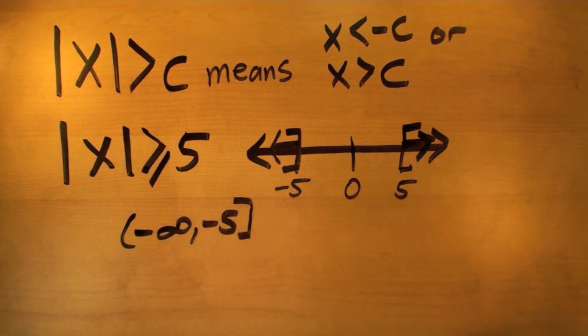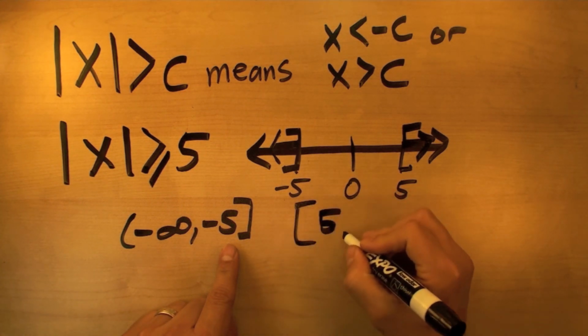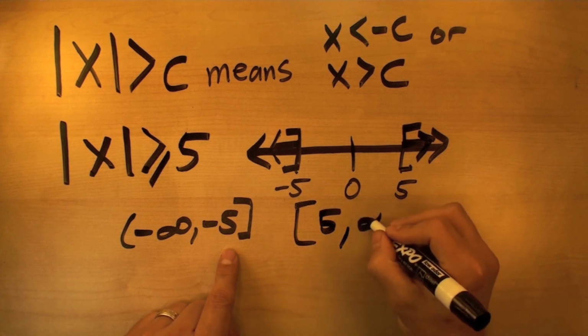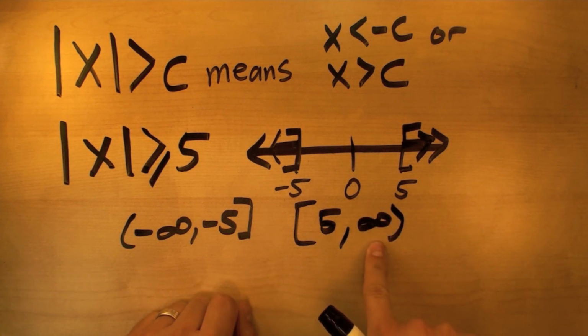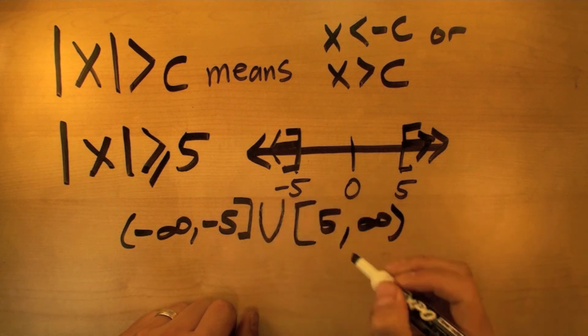The negative 5 gets a square bracket while the negative infinity does not, because negative infinity always gets a round bracket, but we're including negative 5. This interval would be 5 up to infinity. Again, round bracket on the infinity, square bracket on the 5. We connect the two with a union.